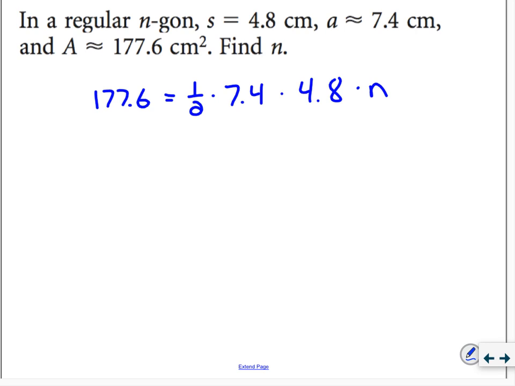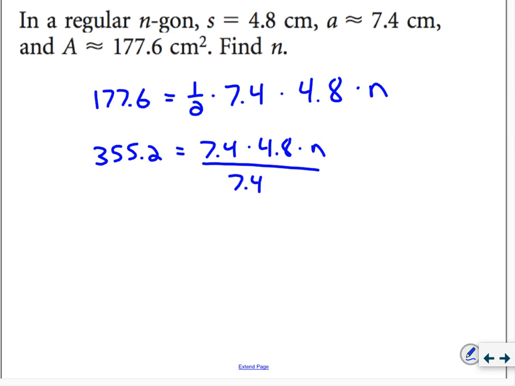So think about what we got to do here now. If we want to clear out this fraction, maybe we're going to multiply both sides by 2. And that's going to give us, let's see, I think 355.2 equals 7.4 times 4.8 times n. So now I divide both sides by whatever 7.4 times 4.8 is.